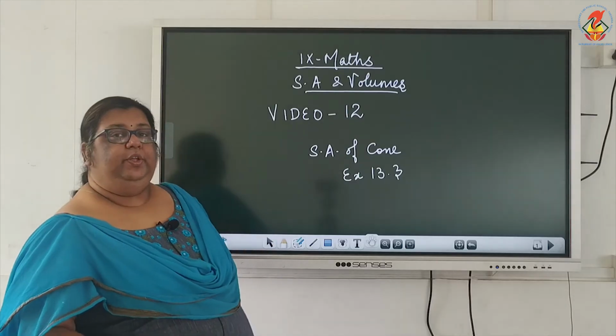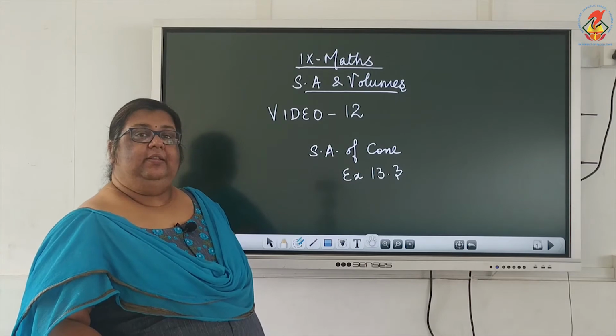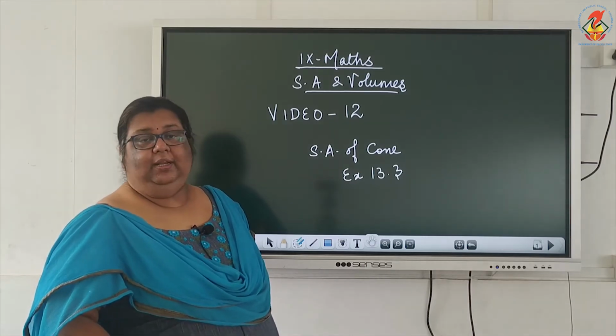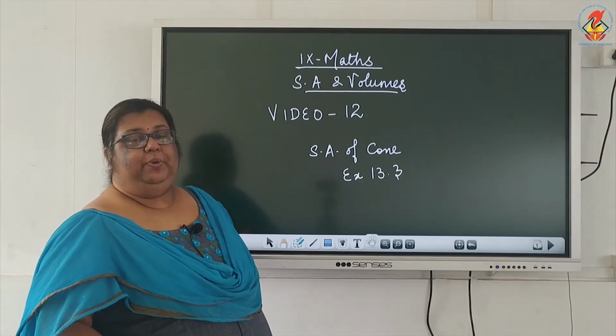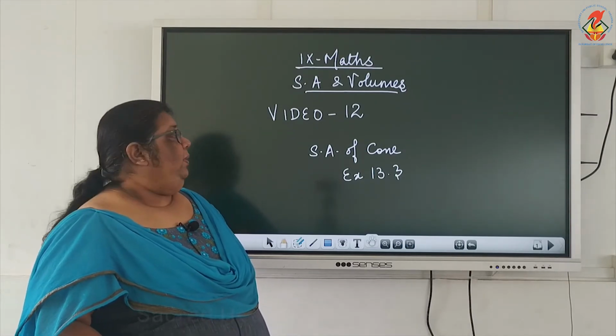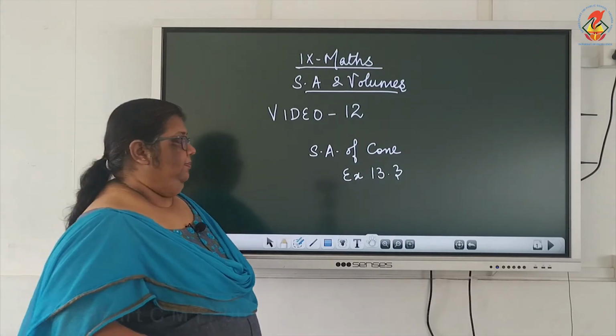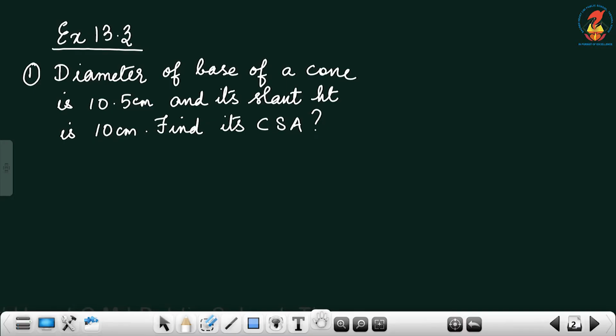Children, in the previous video, we studied the surface area of a cone. CSA of a cone was pi RL. Total surface area equals pi R into L plus R. Now we will do the problems based on that. Exercise 13.3. First question.